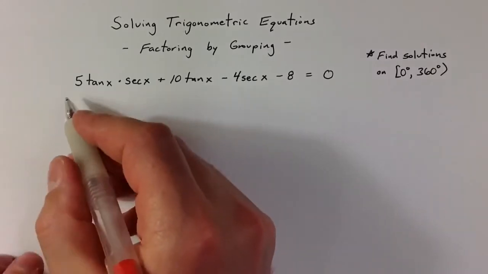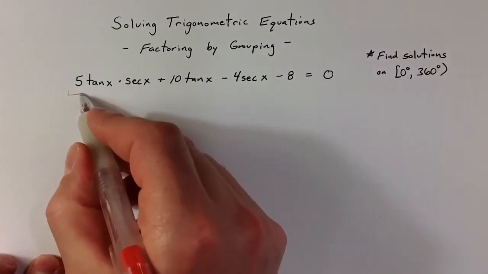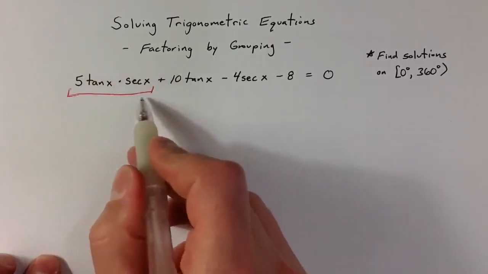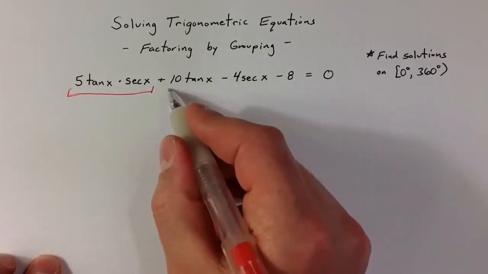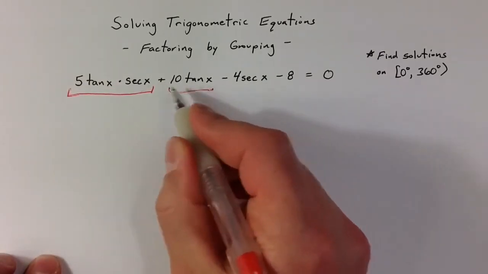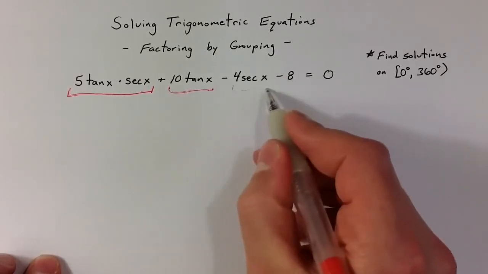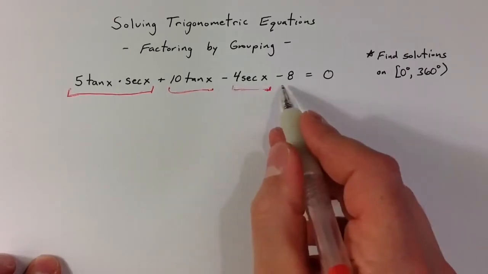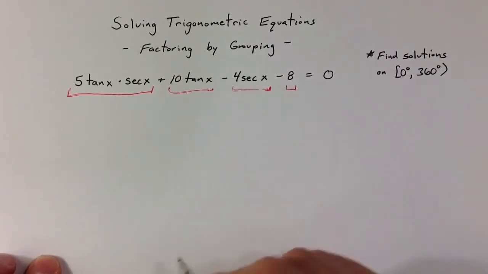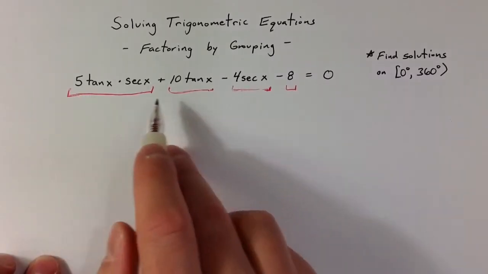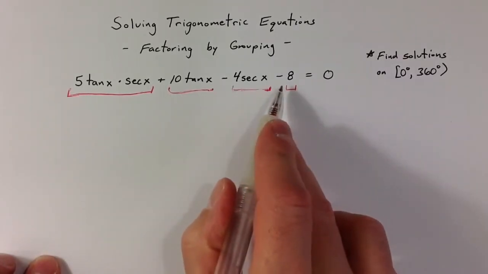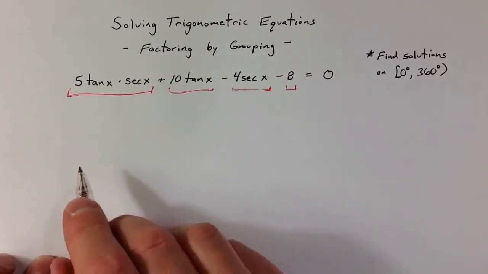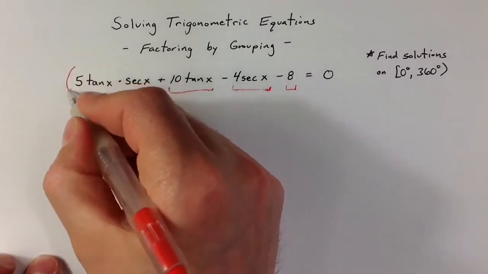So what's important to see, and it's a little bit hard to see because of all the trig functions here, but we have a group of factors multiplied together here. So that represents essentially a term in the expression. And then 10 times tangent x is a second term because it's separated by that plus sign. 4 times secant x is another term, negative 4 times secant x because of the minus sign, and then 8 is finally a term. Looking at those, we have a 5 and a 10, and we have a negative 4 and a negative 8. One number is double the other, so there's a chance that we might be able to factor by grouping, and we can.